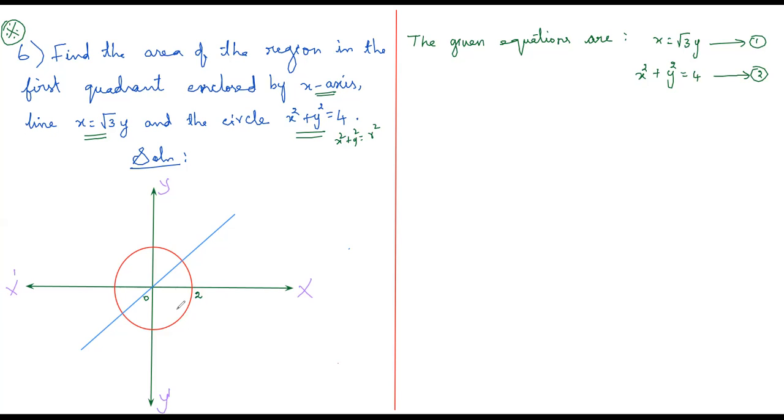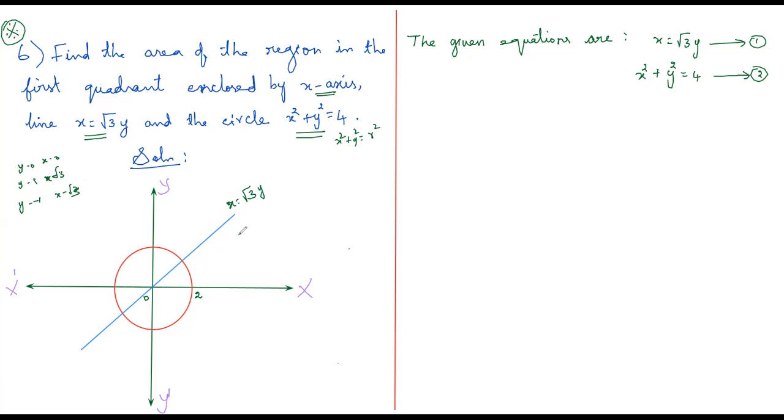And now look at the question. It is bounded by the x-axis, the circle, and the line x equal to root 3 y, right? When y is 0, x is 0, right? And when y is 1, x is root 3 into 1, that is root 3. And when y is minus 1, x is minus root 3. So you plot this line, you will get this straight line. Okay, this is the line x is equal to square root of 3 into y.